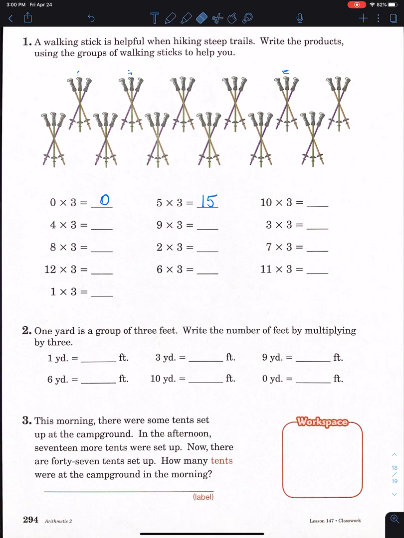All right, let's do it again for the next problem. 10 times 3. I don't think we need to count this one because we know that 3 times 10 already is 30. Any number times 10, you just put a 0 on the end. 4 groups of 3, or 4 times 3. 3, 6, 9, 12. 4 times 3 equals 12.